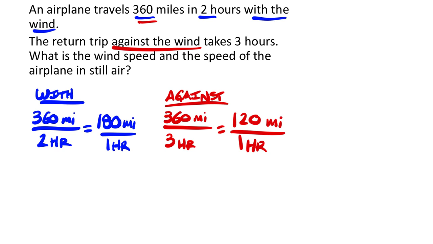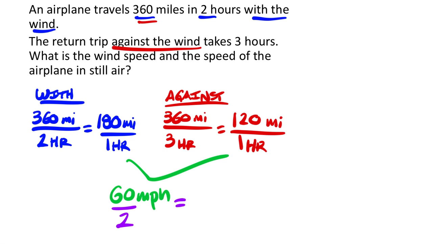Okay, so I see 180 and 120, they are 60 miles per hour apart. And how did I get 60? It's 180 minus 120. Now if I cut this in half, this will tell me how far apart the middle is, okay? So right now I know they're 60 miles apart. By dividing it by 2, I get 30 miles per hour, okay? What is this? This is the wind speed.